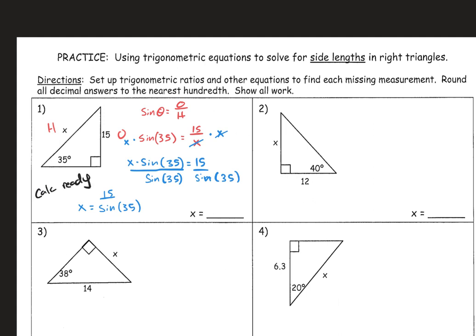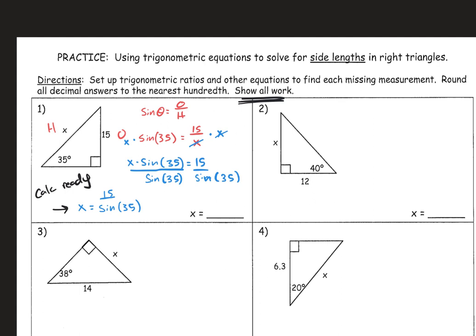Now this, where I stopped, this is called calculator ready. On tests and quizzes, I might ask you to leave something in calculator ready form. This is what I'm asking for. x is equal to an expression. This is the expression that I'm plugging into my calculator. Okay? So make sure that you're aware of that. Always leave your calculator ready form on your paper. That's this whole show work bit. That way I know where you started from.